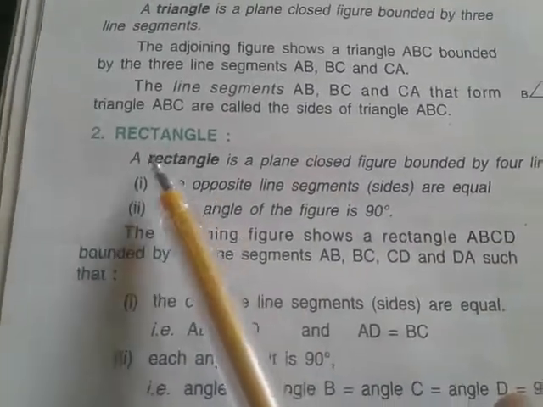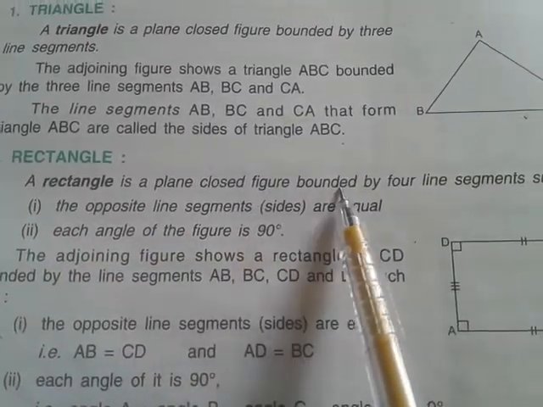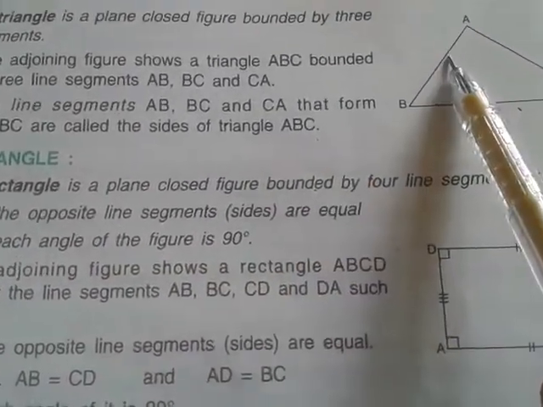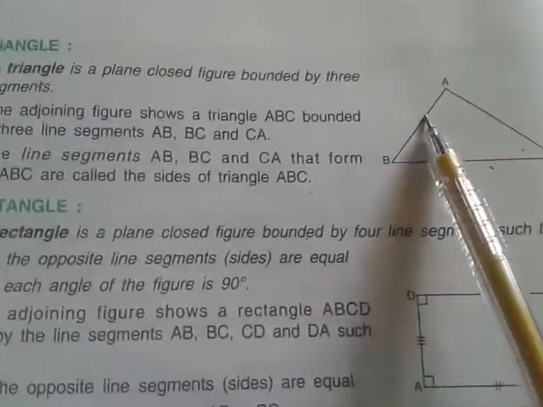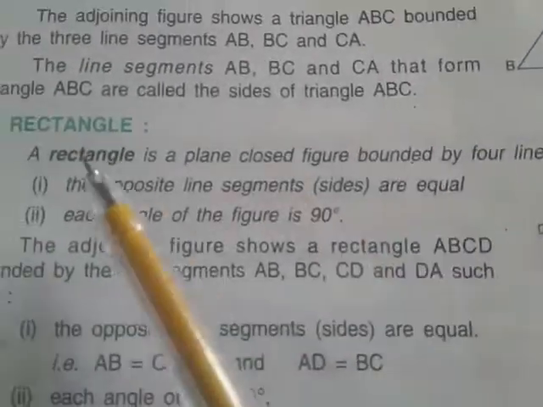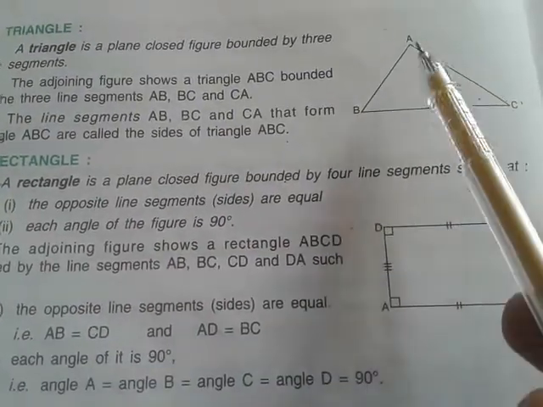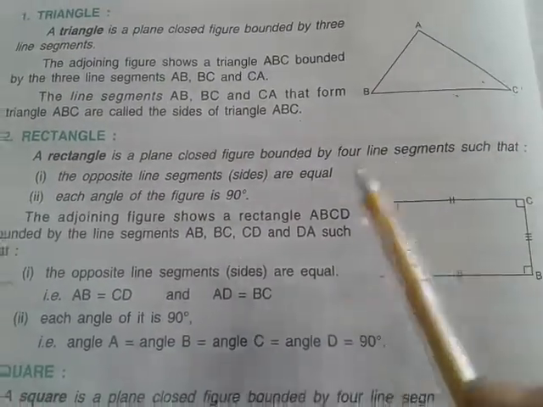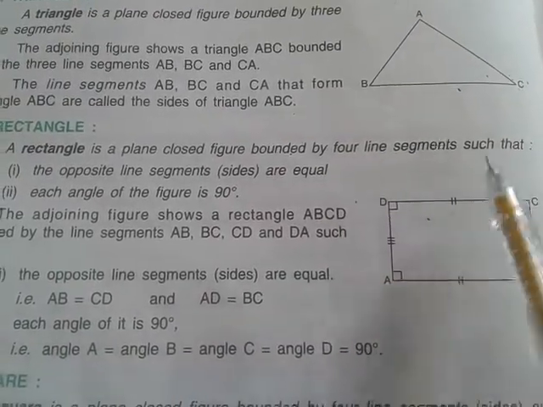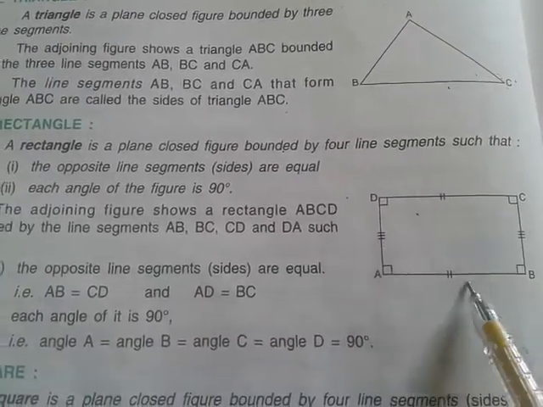Okay. Then rectangle. A rectangle is a plane closed figure. So this is very important that these are all plane figures. These are not 3D figures. So a rectangle is a plane closed figure. You can see it is closed. This was also closed and this is also closed. Bounded by four line segments. See, 1, 2, 3, 4.